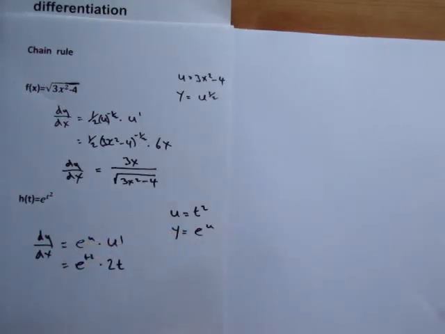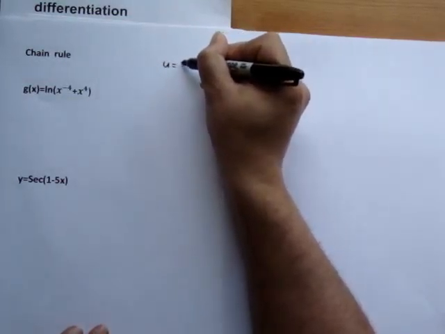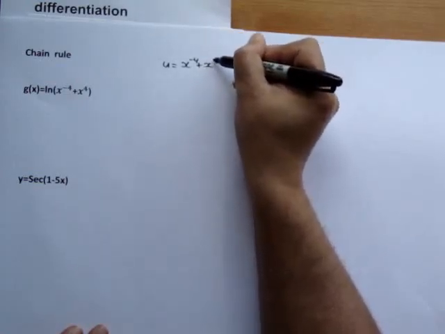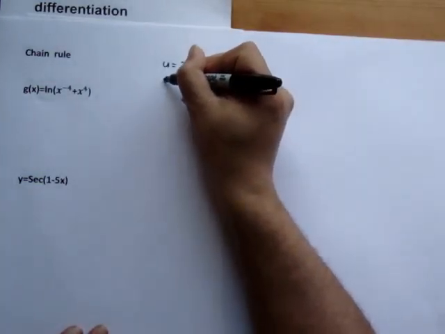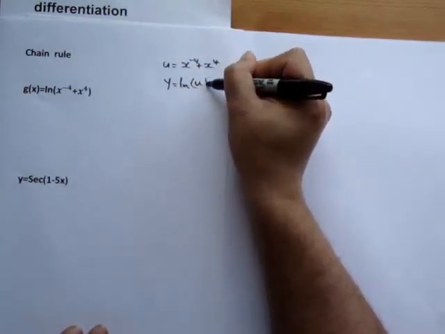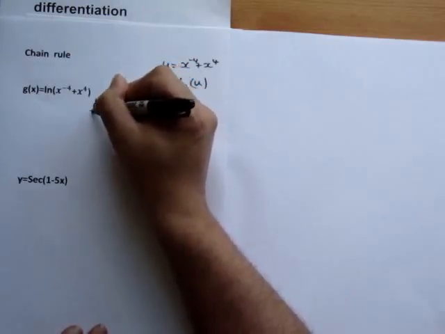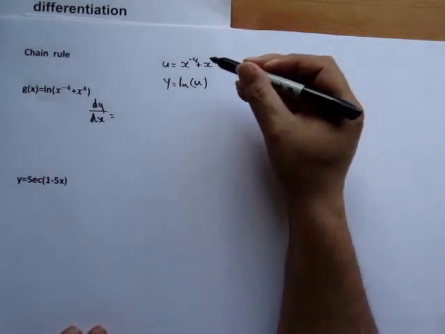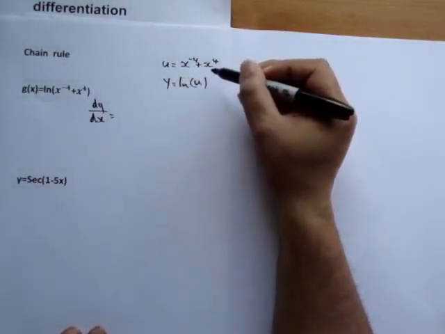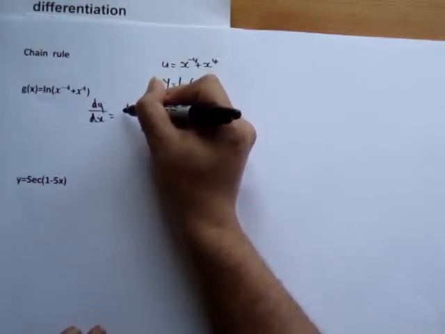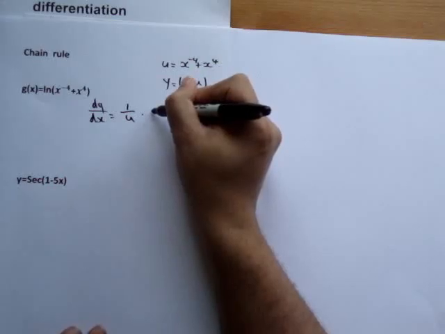Let's have a look at another function. u equals x to the minus 4 plus x to the 4. y equals the natural log of u. So dy by dx, differentiate y with respect to u, dy by du, we get 1 over u, multiply that by u prime.